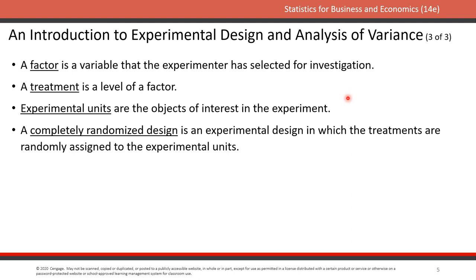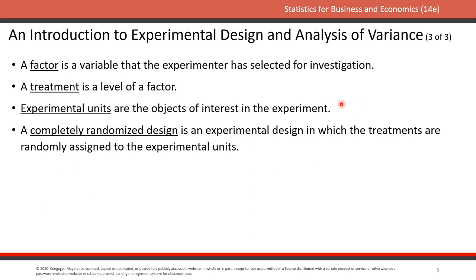So like we've got our factor of pizza topping, pepperoni, sausage, and anchovies. And then I've got 15 people whose favorite pizza topping is pepperoni, 10 people whose favorite pizza topping is sausage, and one person whose favorite pizza topping is anchovies. And so the experimental units are the people.